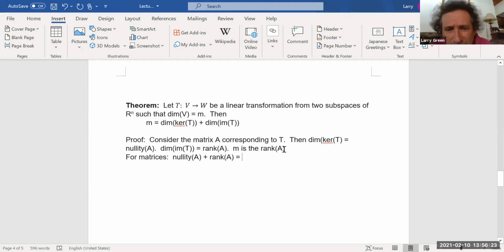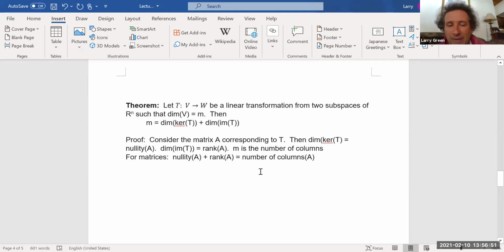let's see. Oh, M is the, sorry, M's not the rank. I already wrote that down. I apologize for that. M is not the rank, it's the number of columns. It's not the column space, it's the number of columns. So we always know that the nullity plus the rank is equal to the number of columns of A. And that's it. That's the proof.